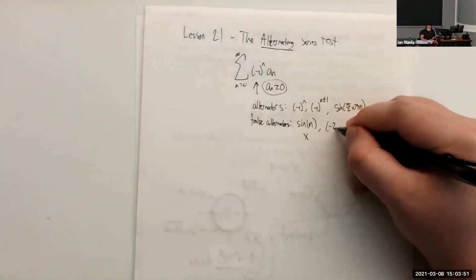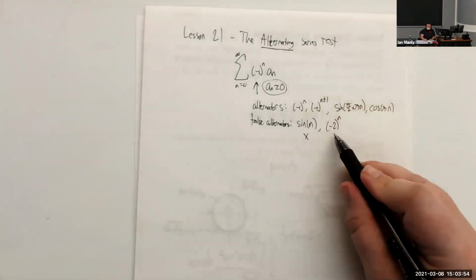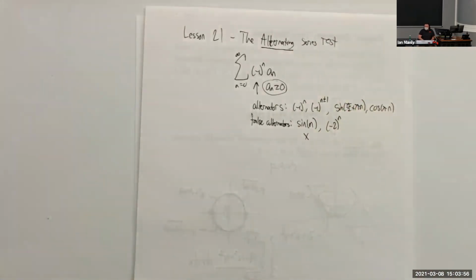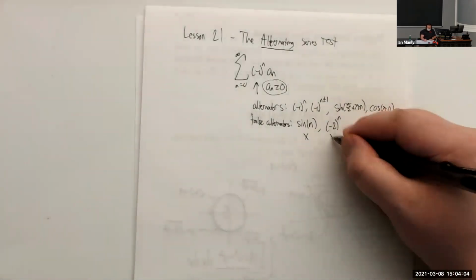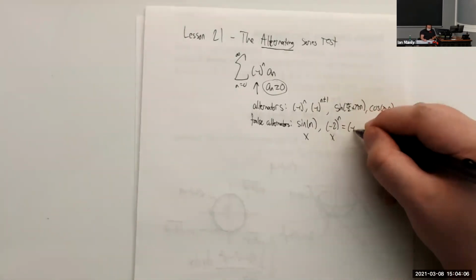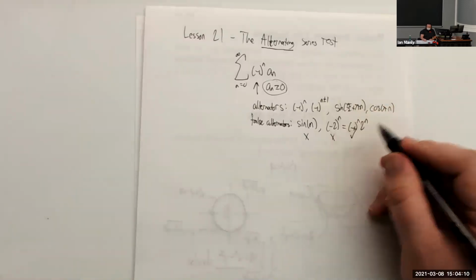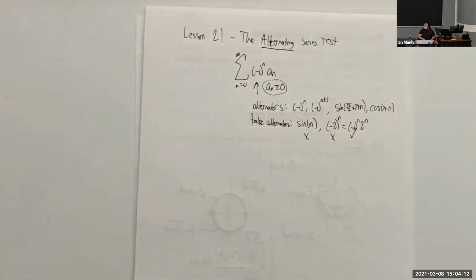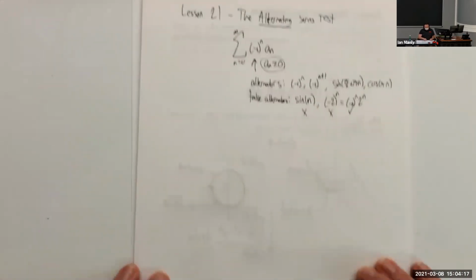Another one that wouldn't count as an alternator would be something like -2 to the n. Even though this would flip sign every single time, it's also going to change the size of what we're looking at, so this isn't really an alternator. Although if we put it like this, then that would be okay, because then we would have an alternator times something else right here. All right. So there we go.